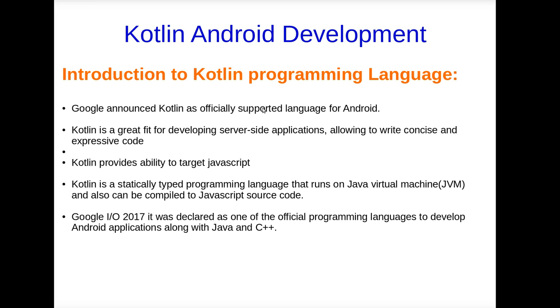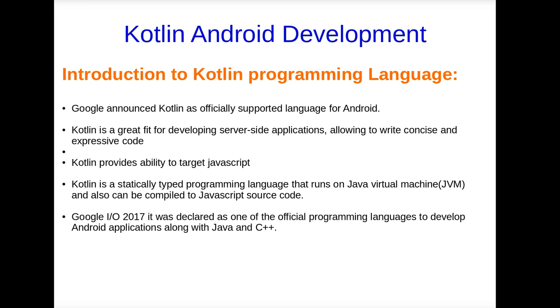Google announced Kotlin as an officially supported language for Android in 2017, so it is going to be popular in future. Kotlin is a great fit for developing server-side applications, allowing you to write concise and expressive code. Another ability of Kotlin is that it can target JavaScript. The Kotlin compiler can also be used to generate Java code.